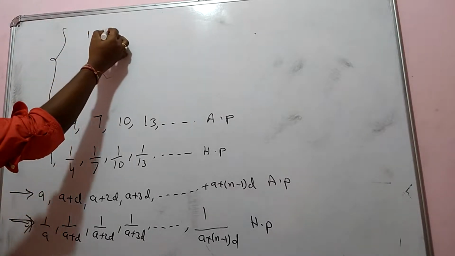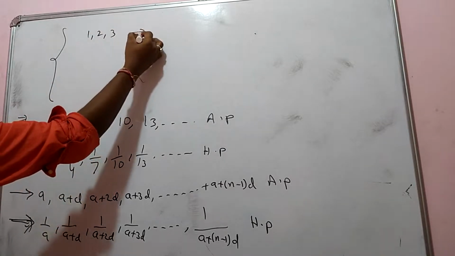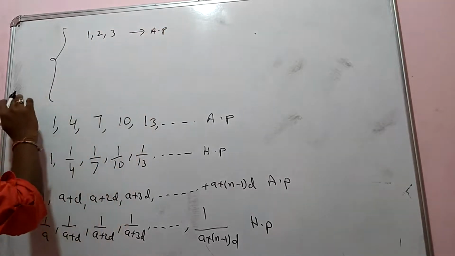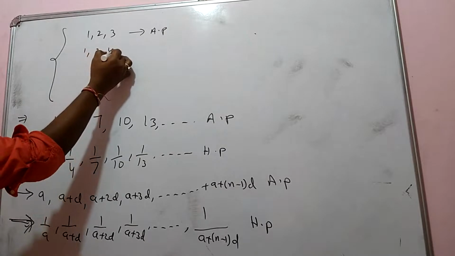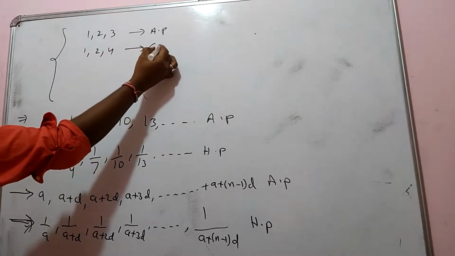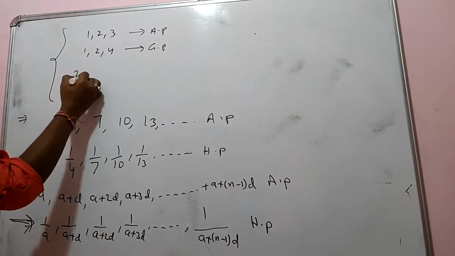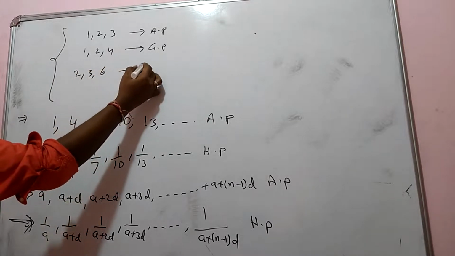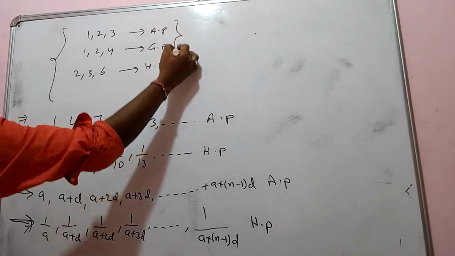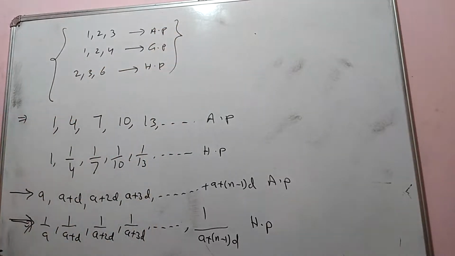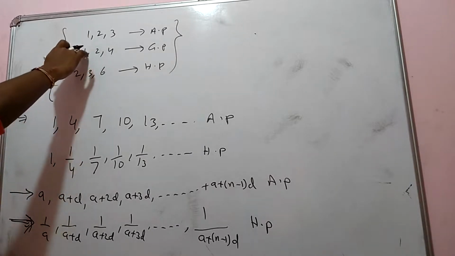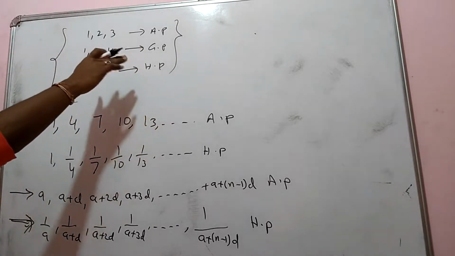For AP, take 1, 2, 3. Always take 1 comma 2 comma 3 as AP. Take 1 comma 2 comma 4 as GP. And take 2 comma 3 comma 6 as HP. So whenever they say these are in AP, these are in GP, then what will be in HP.